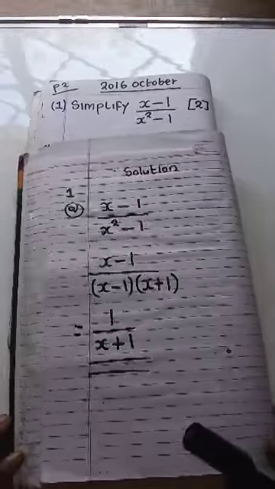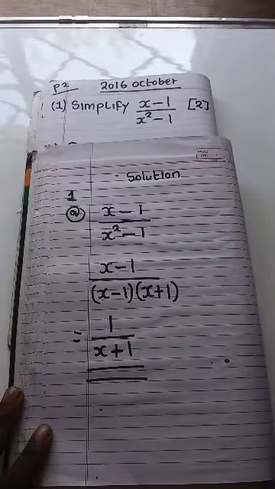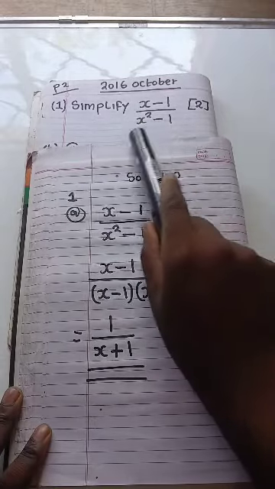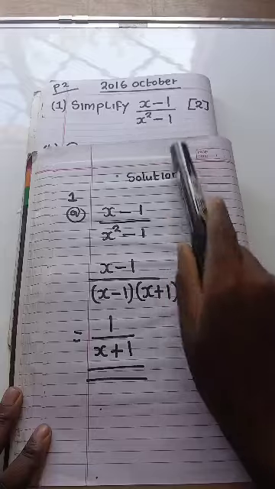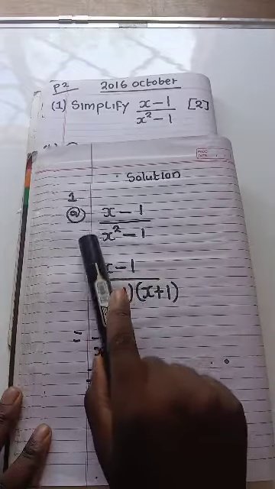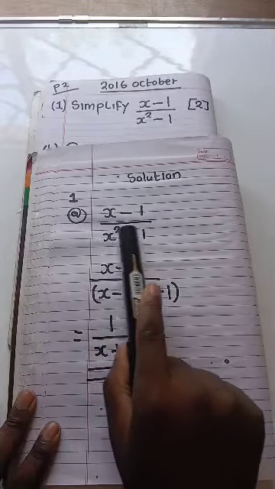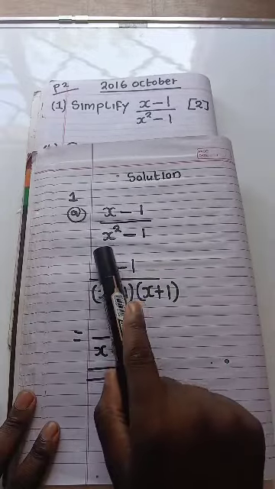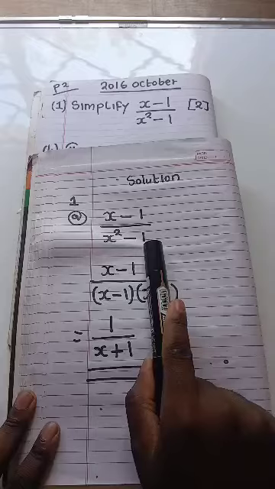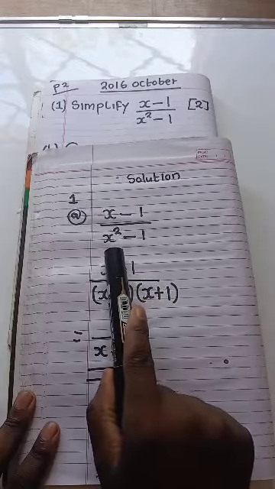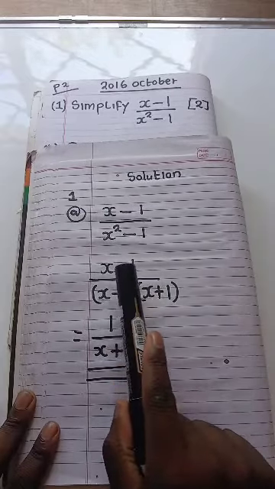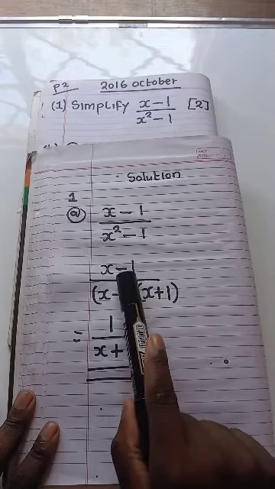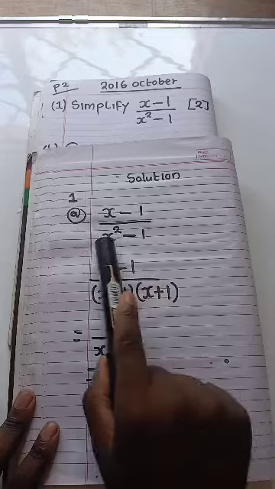This is the question here, and the question says simplify x minus 1 over x squared minus 1. So let's start solving. You copy the question the way it is, which is x minus 1 over x squared minus 1. And before you answer this question, you have to understand the topic. This is under indices, and it's difference of two squares.